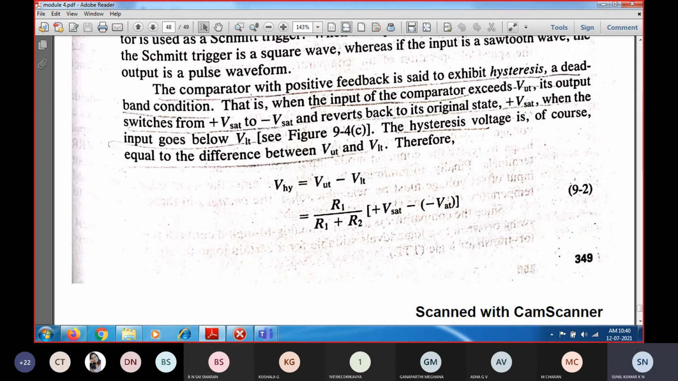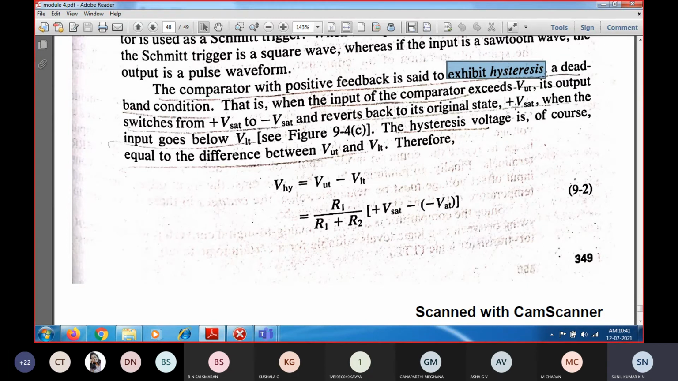So now coming to the comparator. The Schmitt Trigger is nothing but a special case of the comparator circuit. The comparator with positive feedback is said to exhibit hysteresis. Already we have seen this in the zero crossing detector also. Whenever the input signal crosses 0, that is from positive to negative or negative to positive, and crosses that 0 reference line, the output will get switched from one saturation voltage to another saturation voltage. That is what we get as the square waveform output.